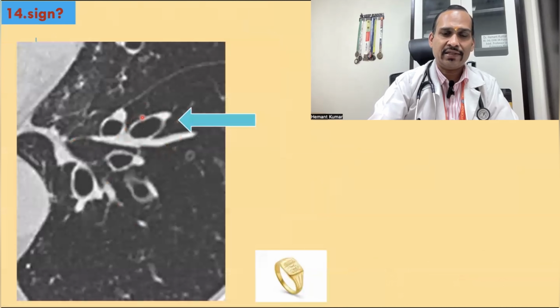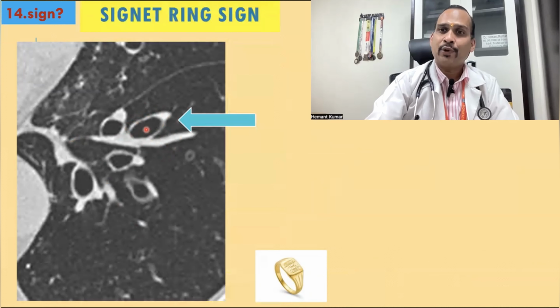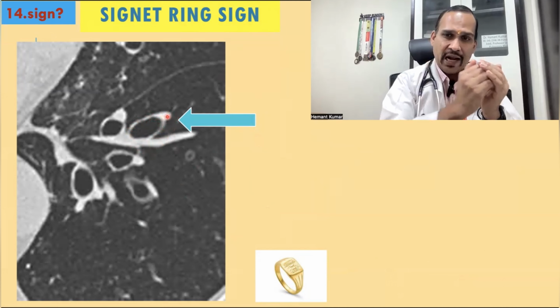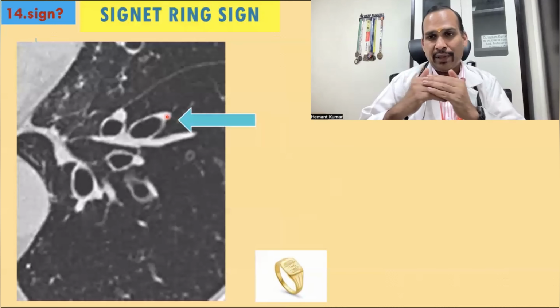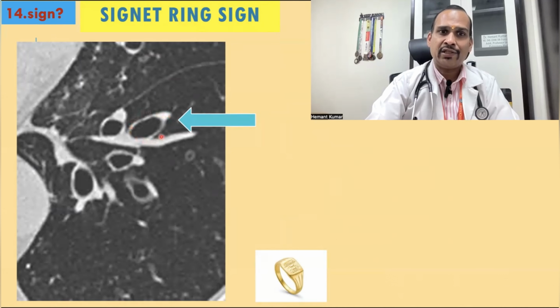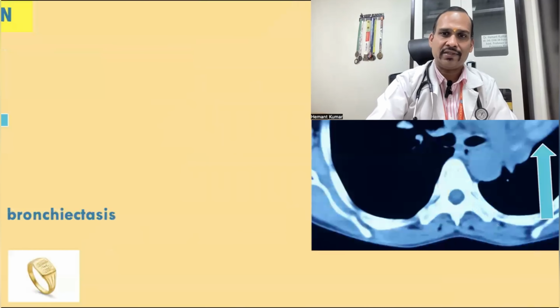Now this sign is again seen in bronchiectasis. This is signet ring sign, like a ring. So you can see, this is dilated bronchi because of bronchiectasis, and this is blood vessels. Normally, pulmonary artery and bronchi are equal size, but in bronchiectasis, there is dilatation of bronchi, and this is same. This is signet ring sign seen in bronchiectasis.